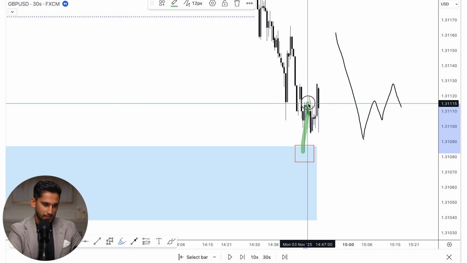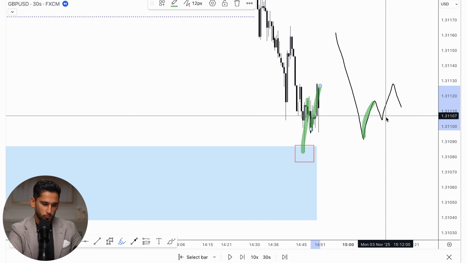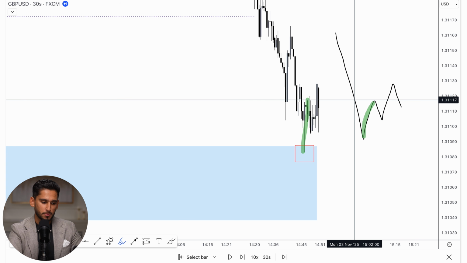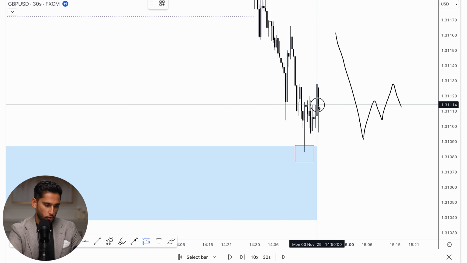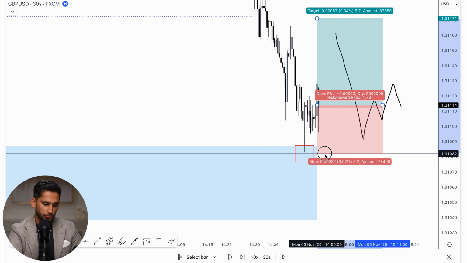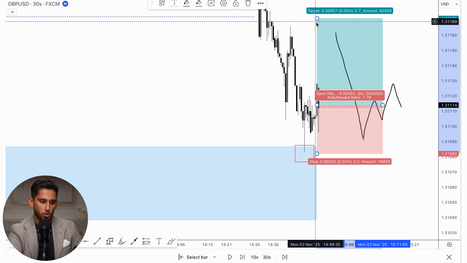So first leg is here, which is this one. And then second leg is this one. And therefore I can enter based on that 2-leg protocol. I can actually enter a buy position over here. Stop loss at the low, 3 pip stop loss, which is perfectly in my normal range. 3 to 7 pip stop loss as always.